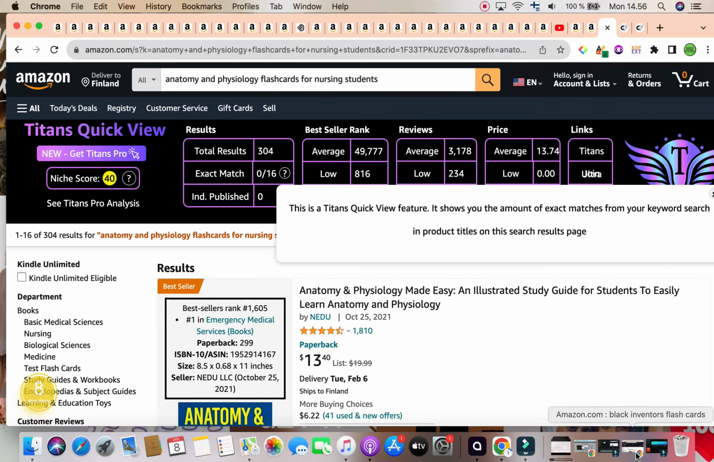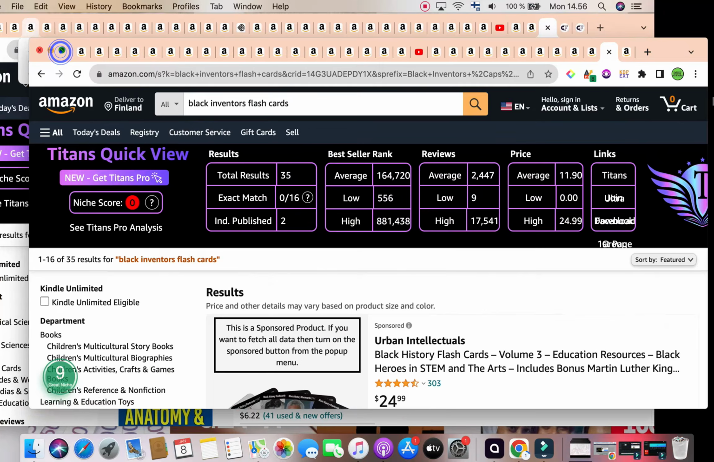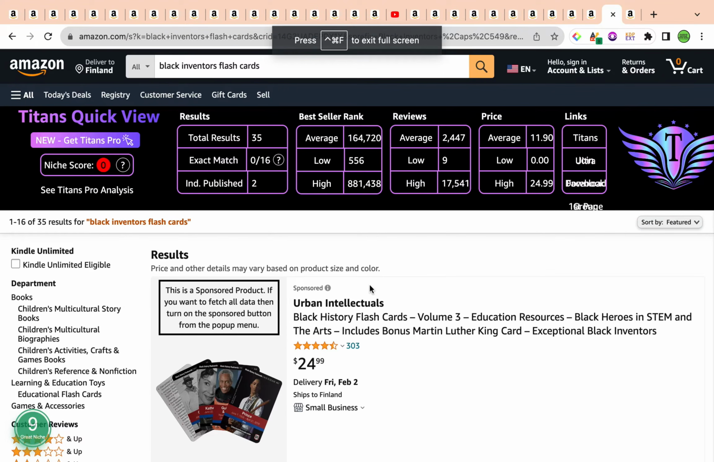I'm going to go ahead and minimize that and open another bar that we have open here, and the second keyword is Black Inventors flashcards. Now, Black Inventors flashcards has a really low total results of 35, which is amazing and good to see. It also has an average bestseller rank of 164,720, which is also amazing. We have an average reviews of 2,447 and an average price of $11.90, and also a really good keyword niche score by Amazon's Cat Pro Chrome extension, which gives us a number 9 green light ready to go, categorizing this keyword as a great niche.